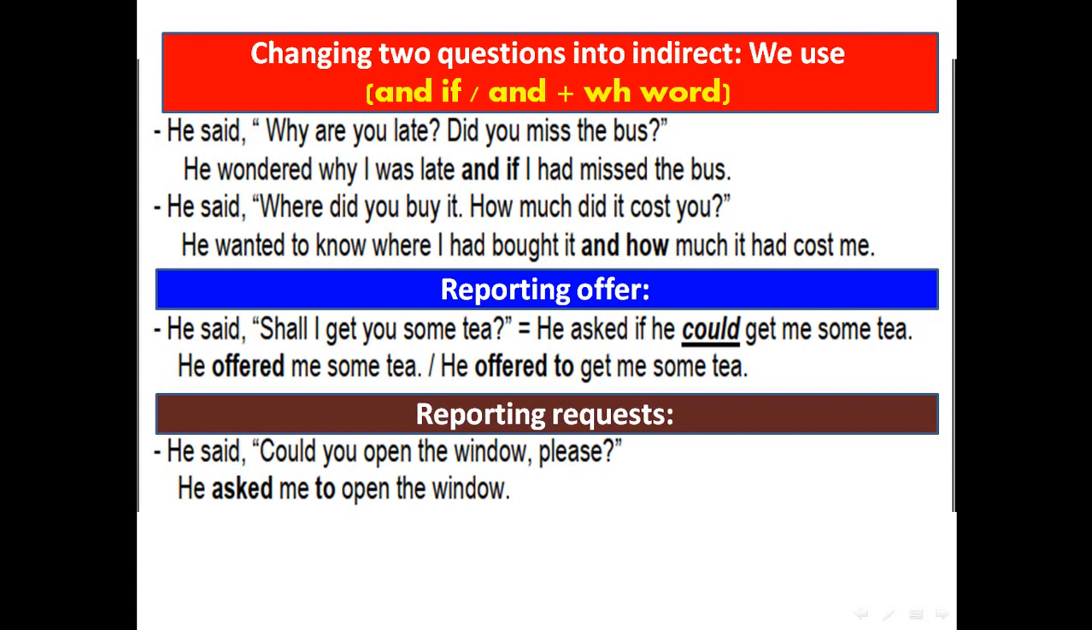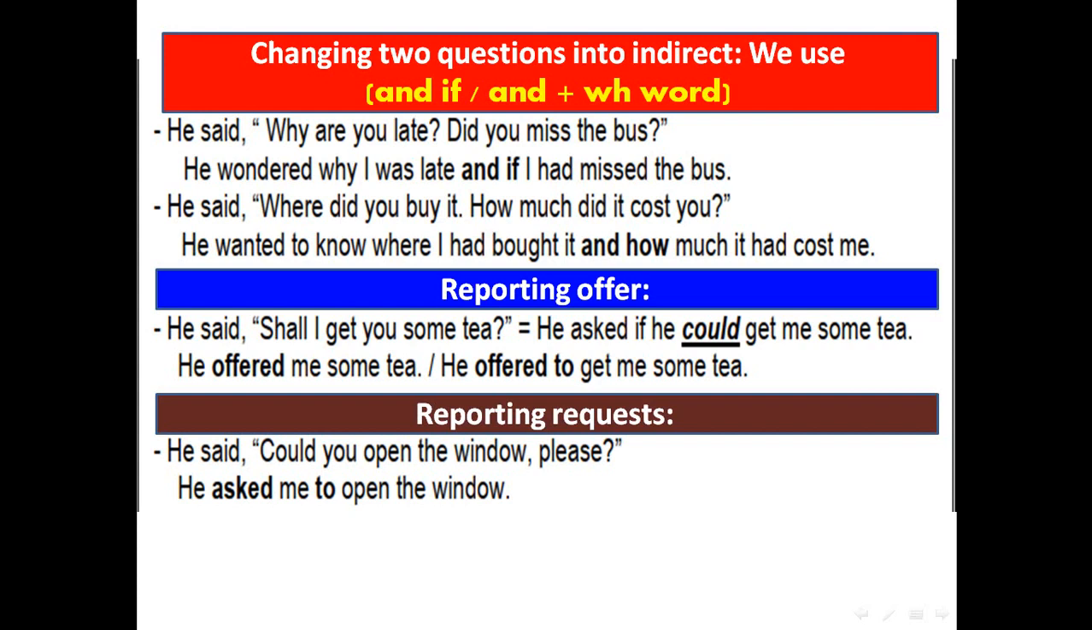Alright, he said, where did you buy it? How much did it cost you? Here you have two questions and both of them begin with the WH word. So if you change them, you say he wanted to know where I had bought it and how much it had cost me.